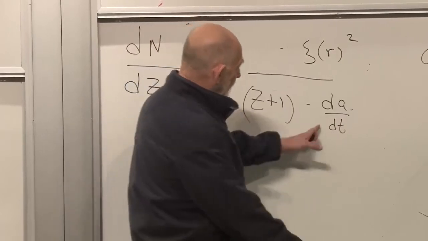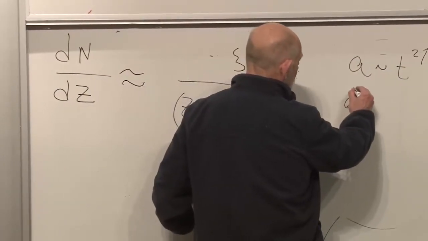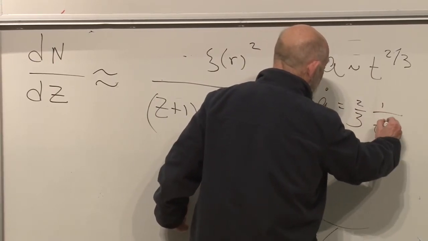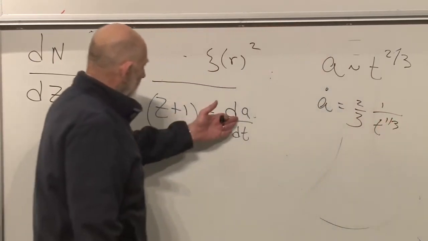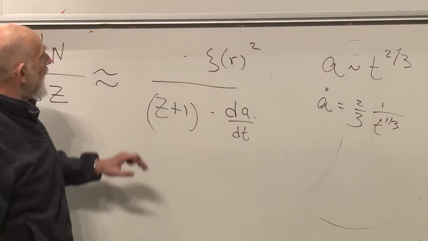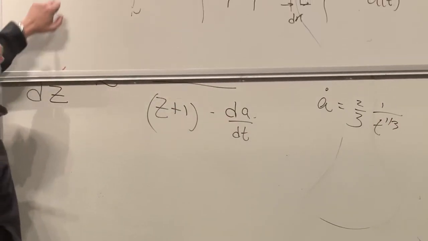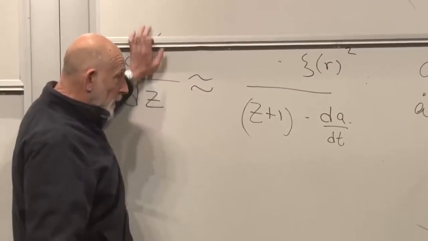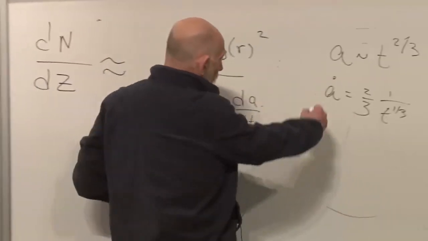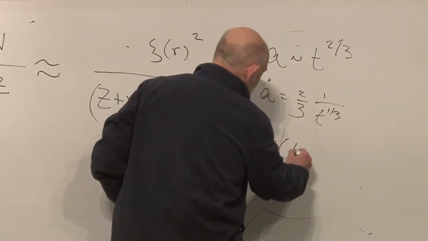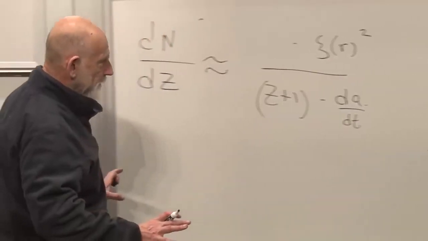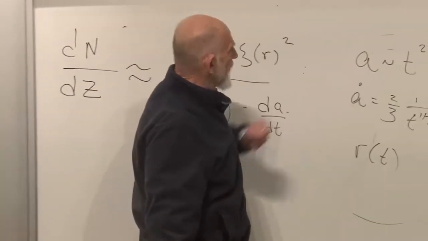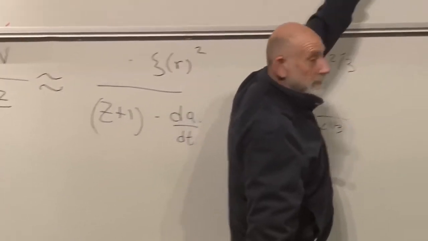We can calculate A dot. A dot is equal to 2/3 divided by 1 over t to the 1/3. We calculate A dot. What about R? Can we calculate R? Yes, we can calculate R. Once we know A of t, we can calculate R. I won't do the calculation, but we also know R of t. It's known. We can compute it. Moreover, once we know A, we can calculate Z.